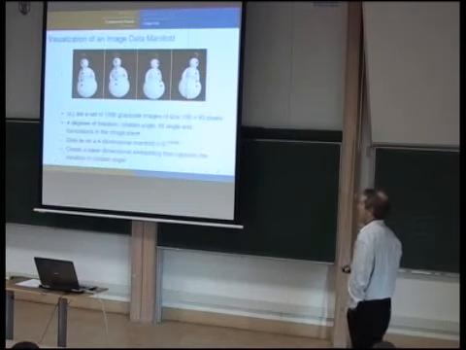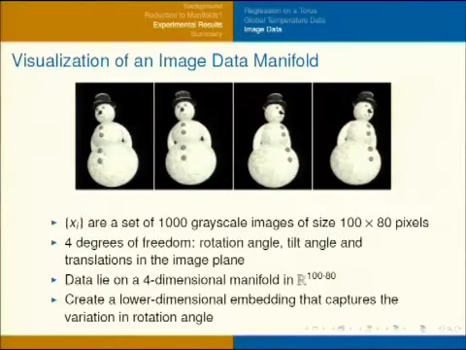Okay, so this is the final one, and I'll be finishing. This is a real large data manifold that we want to visualize. I think this is a good example of why you'd want to be interested in this kind of methodology for real life. This is a manifold in 8,000 dimensional space, but it's a 4-dimensional manifold. We've taken 1,000 grayscale images of 100 by 80 pixels, and there are 4 degrees of freedom. We've rotated them a little bit, and we've also tilted them a little bit, so tilting is left to right, and done some translations in the image plane. So rotation, tilt, and 2 degrees of translation. So 4 total degrees of freedom.